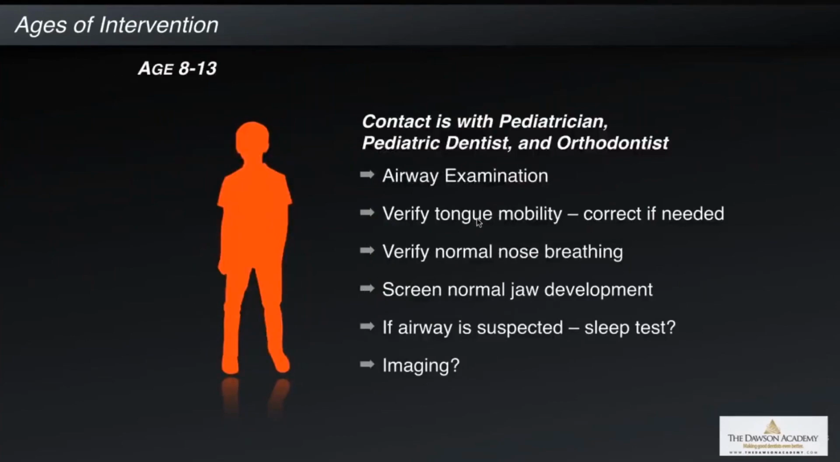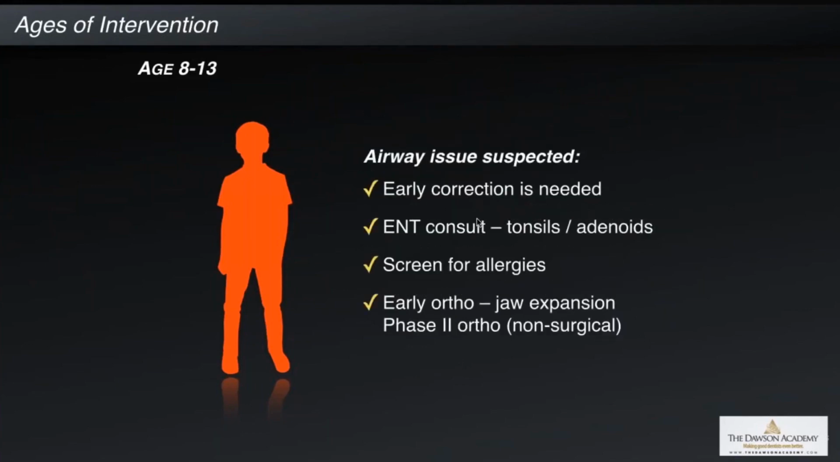If we get to 8 to 13, again, we've got the pediatrician, the pediatric dentist, and now the orthodontist is probably going to get involved. Same thing, you've got to evaluate airway for all of these patients, verify that the tongue mobility is correct, they're breathing through the nose, start looking for normal jaw development. We start just looking at why all these patients have malocclusions, and we don't necessarily know the answer to this yet. But with a lot of malocclusions, you've got to start looking for an airway issue. Why did things not develop the way that they should? What's the reason? Maybe they need some type of sleep test or imaging so that we can actually measure the airway. And again, early correction, maybe the ENT, make sure there's no allergies, and early ortho.